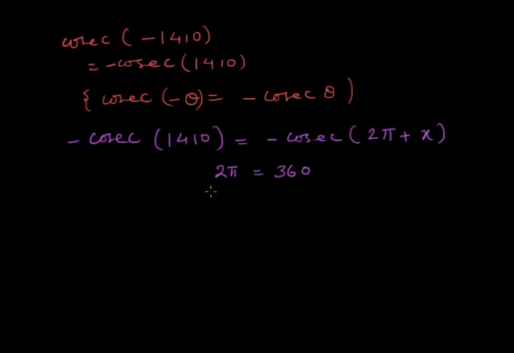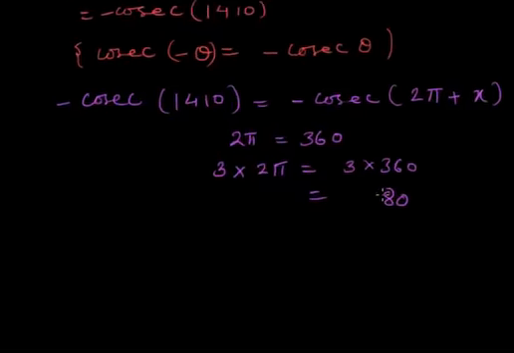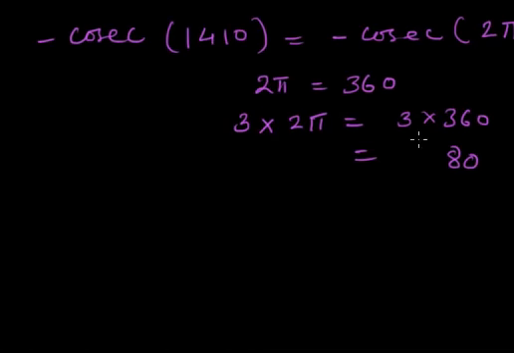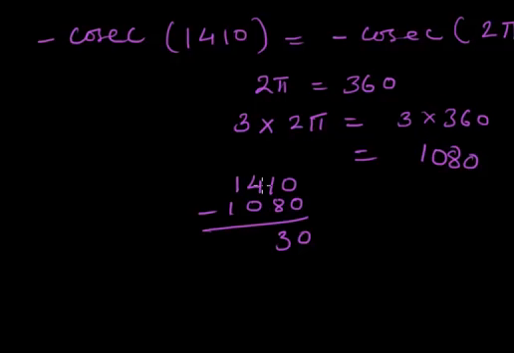Now 2π is 360. If I choose a value, say 3 times 2π, so I have 3 times 360, and this equals 1080. So 1080 is my value. 1410 minus 1080 implies 330 degrees. So it corresponds to 330 degrees, and I can use this value.